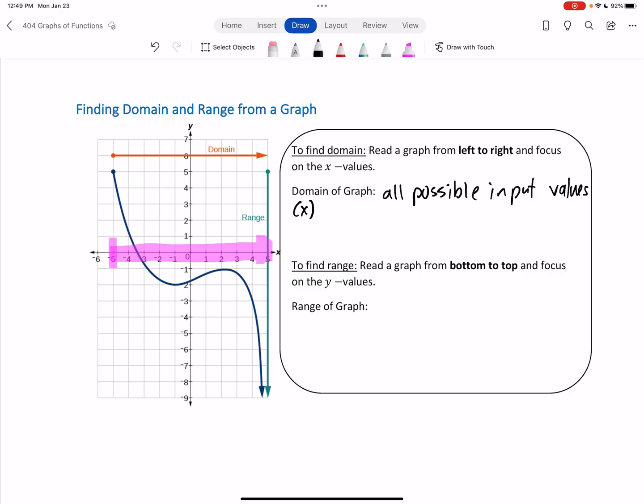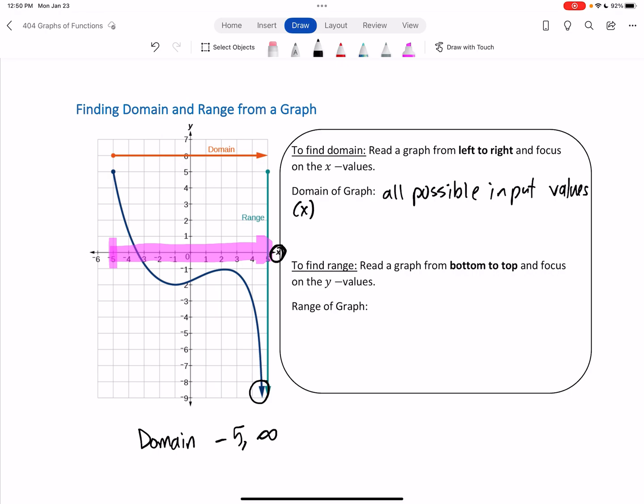Because this guy has an arrow that says go forever, it keeps going forever and ever to the right. So the domain of this function starts at -5 and goes forever to positive infinity. Because remember, we're using the x values, and the x's are getting bigger. The y is going to negative infinity, but the x is going towards positive infinity.